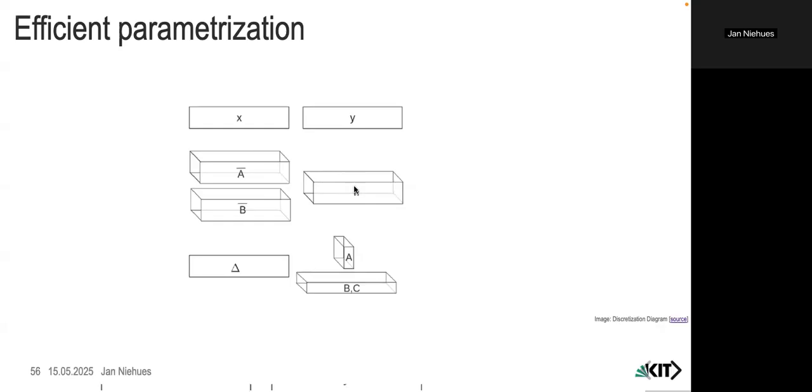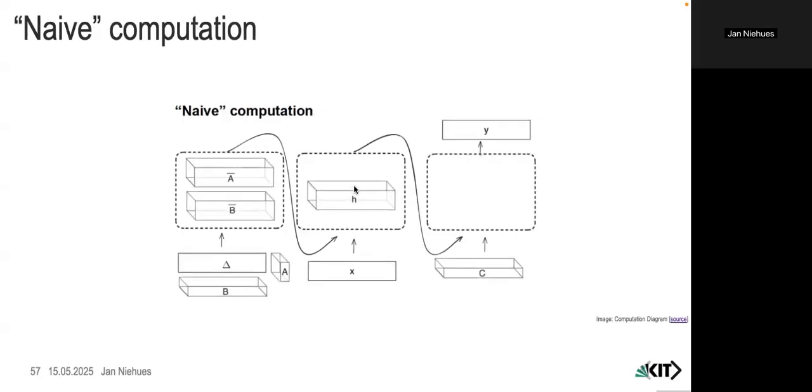If we do that, the naive approach would be: we start with B, delta, and A. Then based on that, we calculate our A square and B square. Then we take our input, multiplying it always with the A and B values. We get our H, and then we multiply this with the C and get our final value of Y. And this might again not be efficient if you always have to load and unload. So there was an idea of how to do that better.